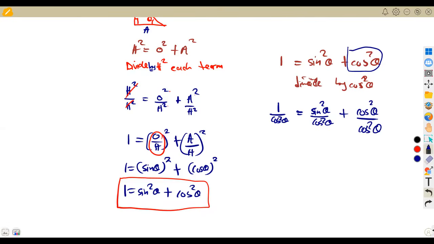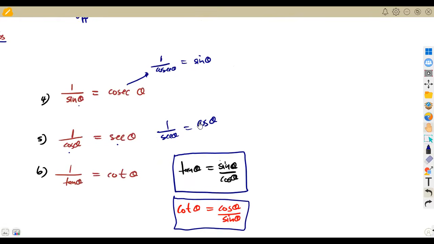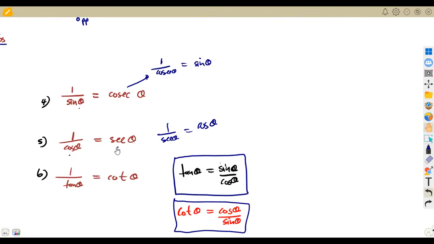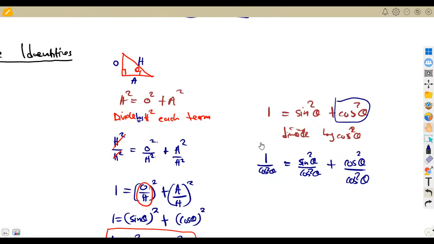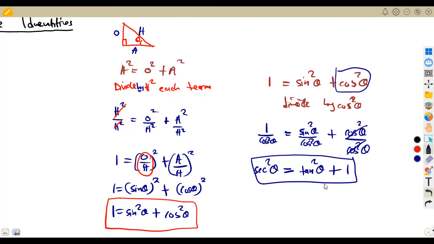But from our ratios, we said 1 over cos is sec. If we still remember, 1 over cos is sec. So this is going to give us sec theta, but now there's a squared here. This is 1 over cos squared, so it is going to be sec squared theta, which is equal to sine over cos. Remember that sine over cos is tan, but there's a squared, so it's going to be tan squared theta. And here we've got cos and cos cancels, so this is going to give us a 1. So it's another identity: 1 plus tan squared is equal to sec squared.